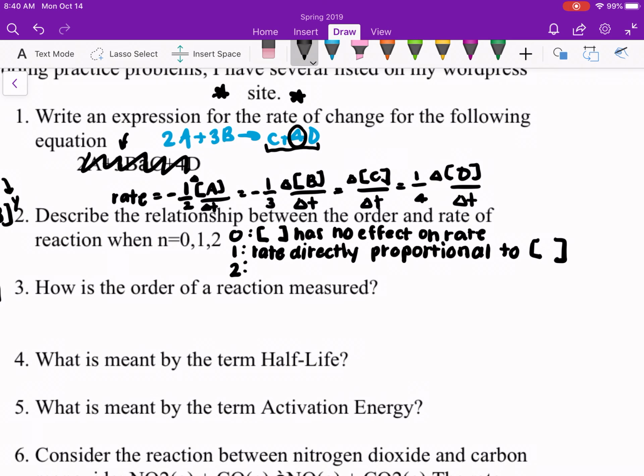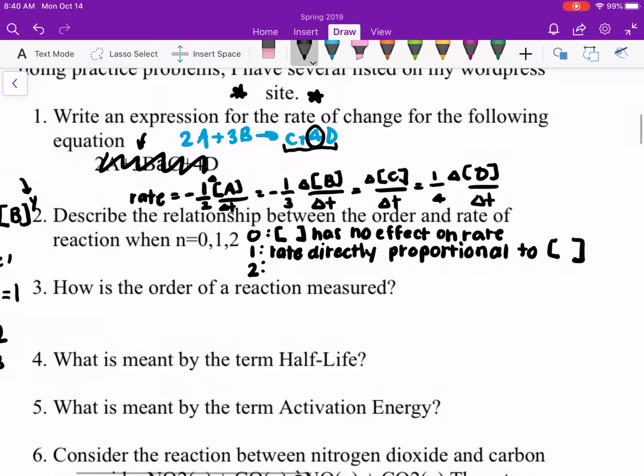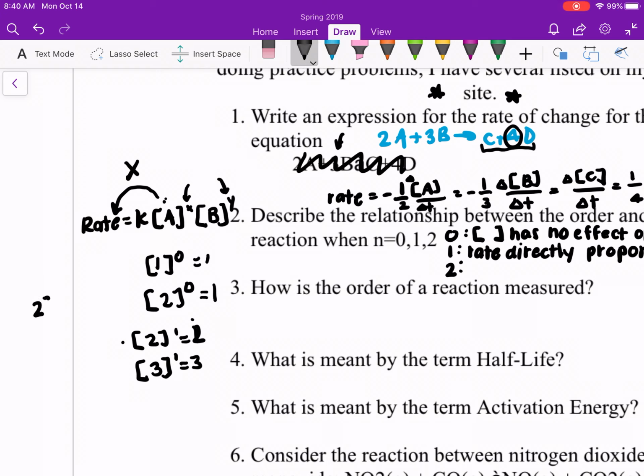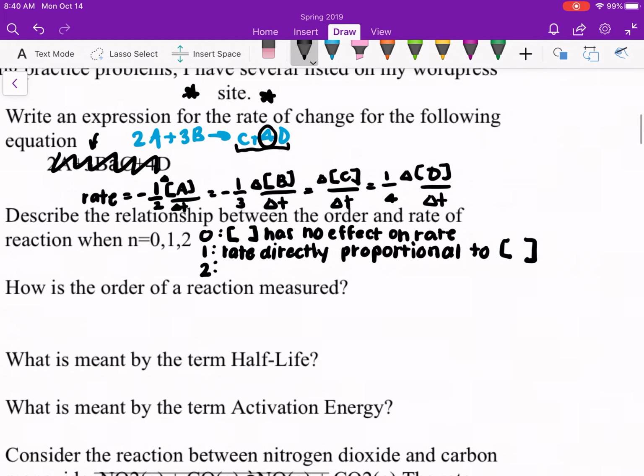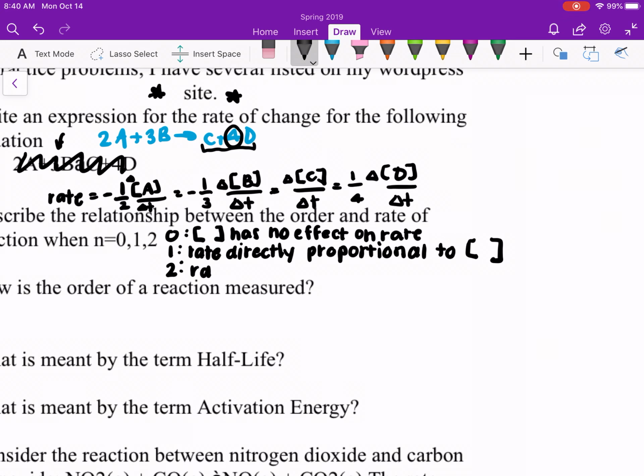I just use the brackets for concentration. So if something is second order, if I double my concentration, I'm going to quadruple my rate. If I triple my concentration, my rate is multiplied by 9. So essentially the reaction is really sensitive to changes in concentration of something that's second order. So rate is proportional to the square. That's how I like to synthesize it. So I'll just put concentration squared.